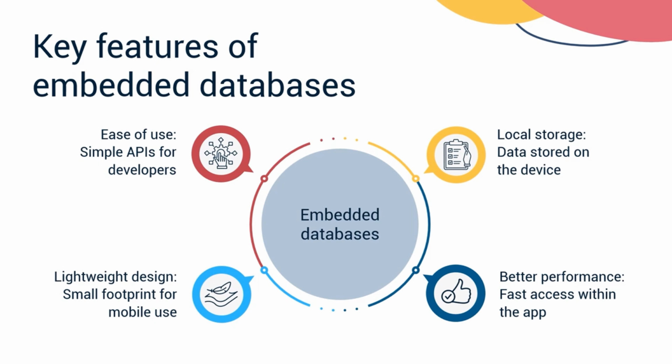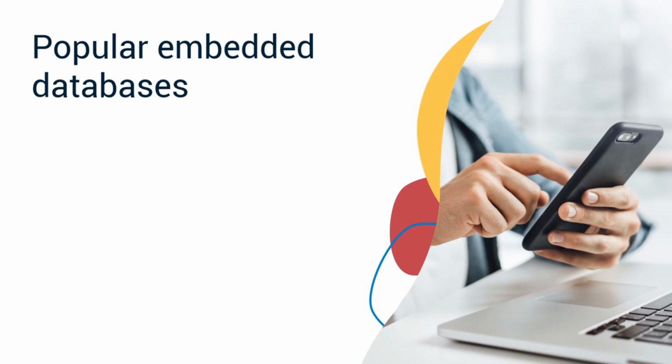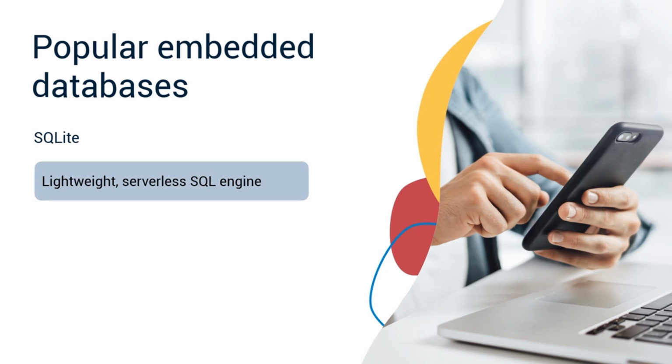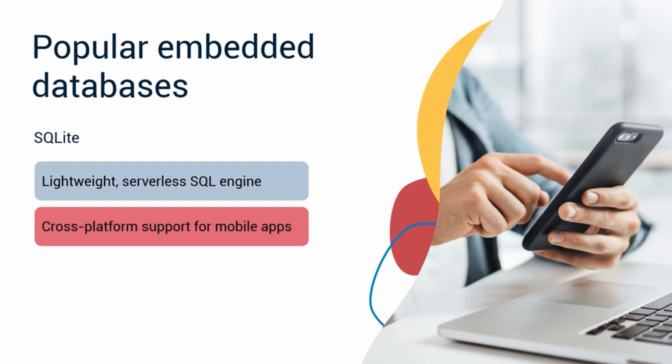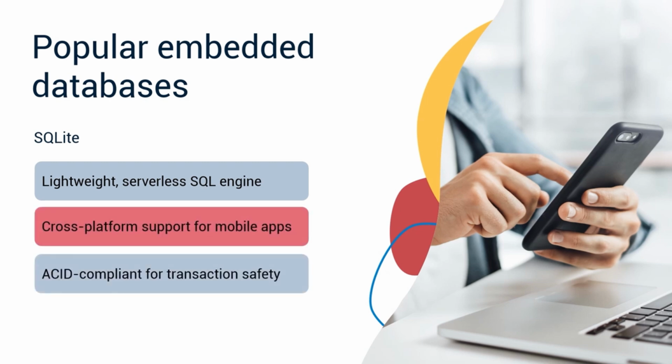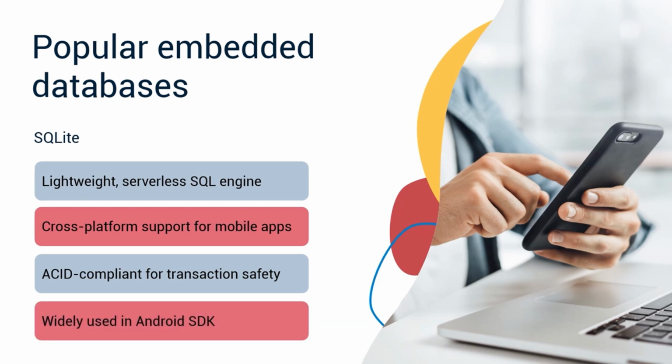Let's discuss some of the popular embedded databases. When it comes to embedded databases, here are some popular choices. SQLite is one of the most popular embedded databases used in mobile applications. It's a lightweight serverless SQL database engine that provides a relational database management system. With cross-functional support, it also provides ACID-compliant transactions, where the acronym stands for atomicity, consistency, isolation, and durability. Android applications widely use SQLite for local data storage due to its integration with the Android SDK.